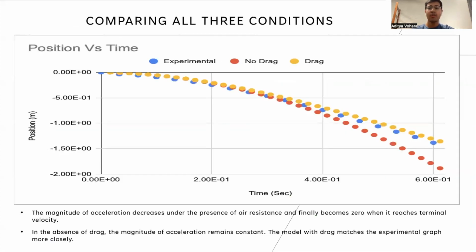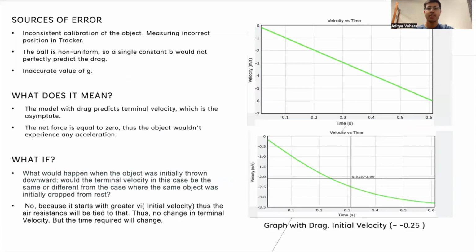Now we have compared all three models, which include the blue, which is the experimental model, the red, which is the drag model, and the yellow, which is the no-drag model. The magnitude of acceleration decreases in the presence of air resistance and finally becomes zero when it approaches the terminal velocity. In the absence of drag, the magnitude of acceleration remains constant, and hence, as we can see, the model with drag matches much more closely to the actual experimental conditions.